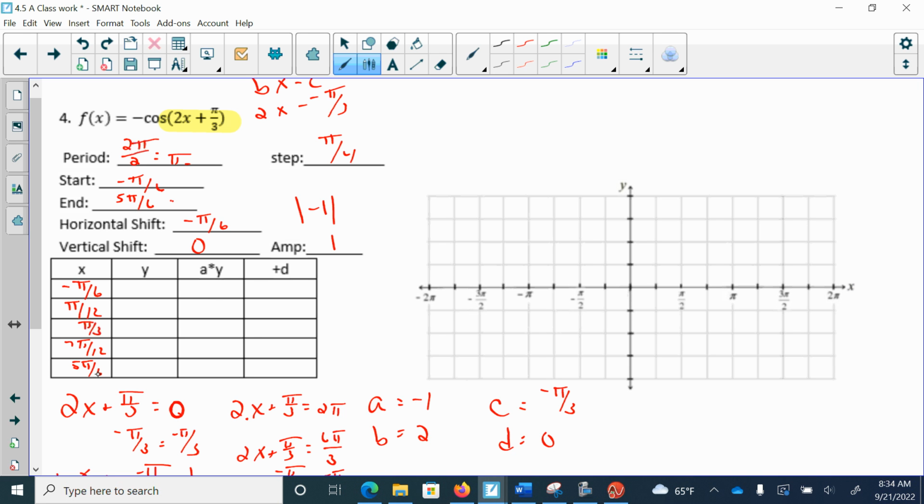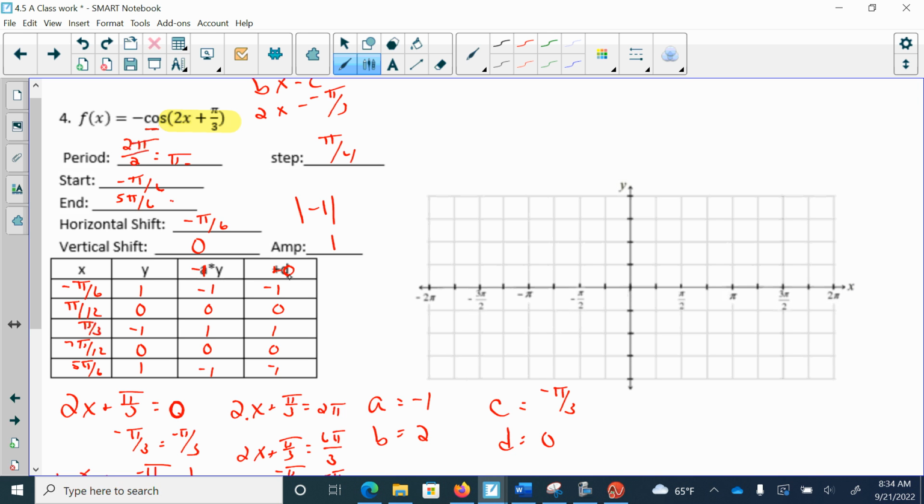It is a cosine curve, so I'm going to start with 1, 0, -1, 0, 1. That's the pattern for cosine. Now I'm going to multiply by my a, which is a -1, so these signs are going to change. The zeros obviously will stay 0. Then I'm going to add my d, which is nothing. This was a -1, and this is added 0.